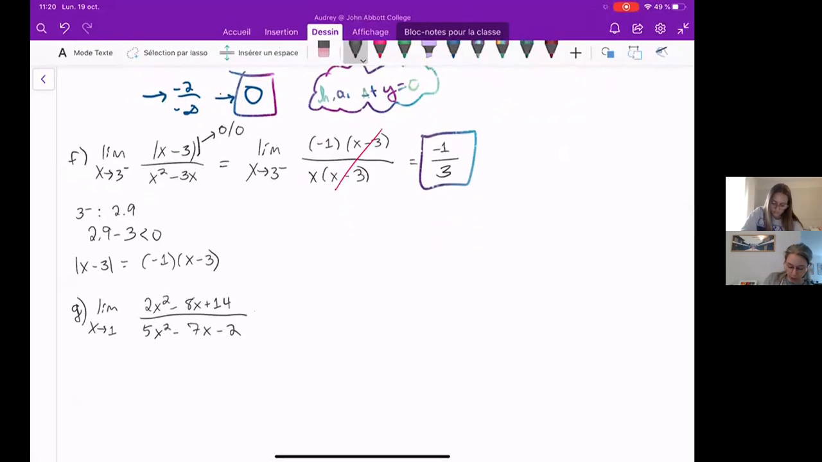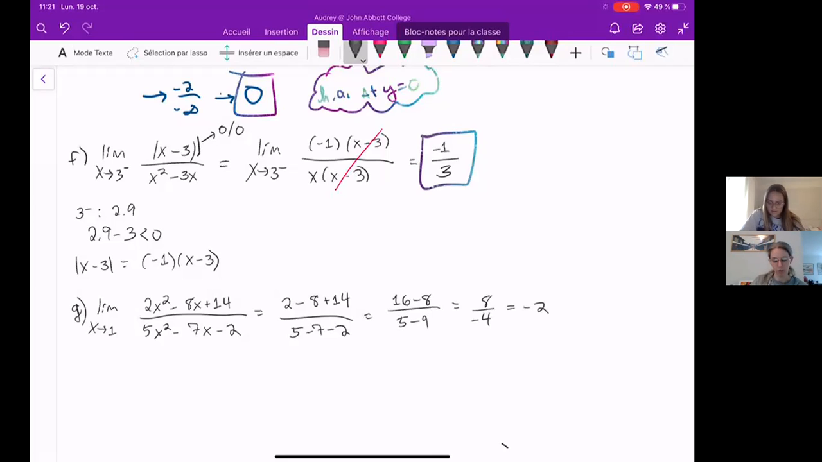Okay, so first thing we want to do is plug in 2 minus 8 plus 14 over 5 minus 7 minus 2. I do not get any zeros. So this is 16 minus 8 over... And the answer is -2. I don't know why there were 2 questions on this final that involved just plugging in. That is very weird. I have never seen that before.